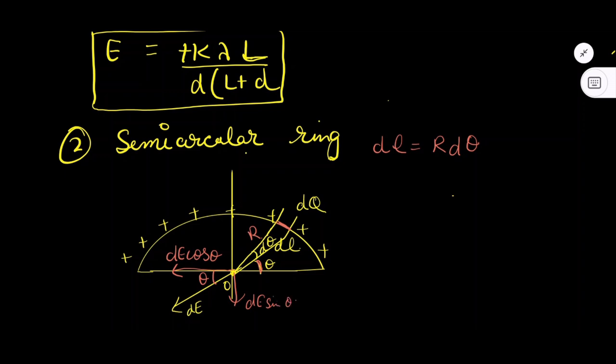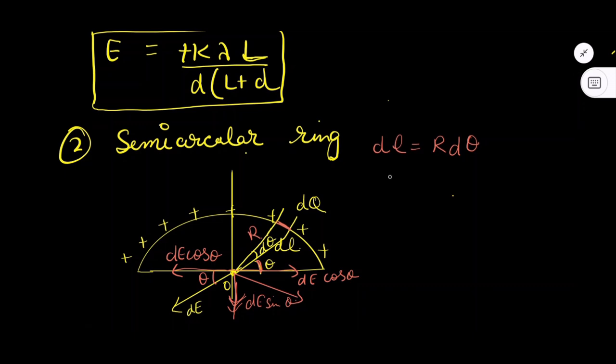Similarly, if we have an element on the left side, again it will have electric field in this direction, so it will be dE cos theta, and the perpendicular component will be dE sin theta. When we add up all the components, the horizontal components will cancel out and we are left with only the vertical components.